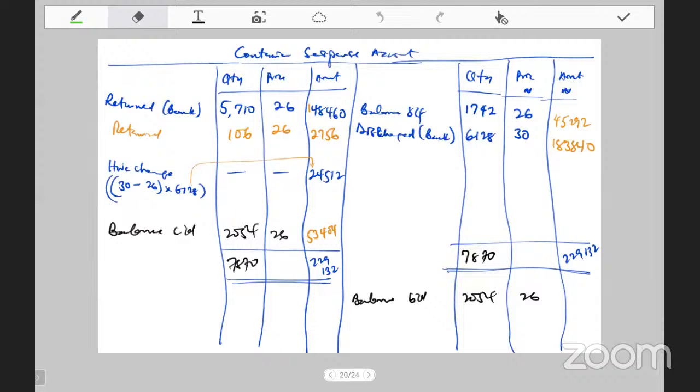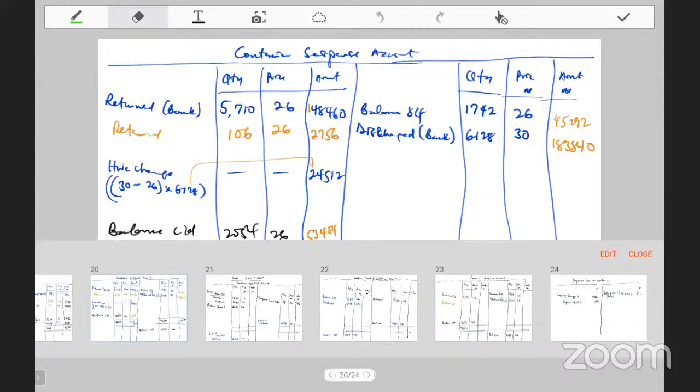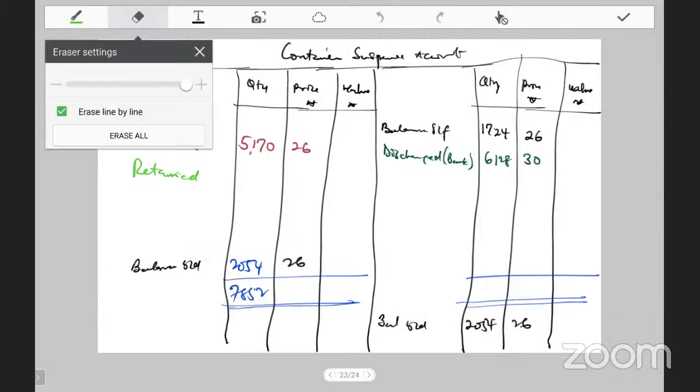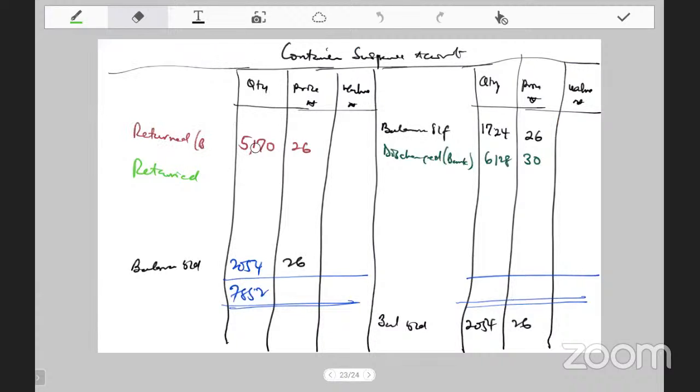So where are you getting 52 from? You are the one that made the mistake in your return. It's not supposed to be 5,170. You wrote 5,170. It's supposed to be 5,710. The return should have been 5,710. Okay, I was testing you.